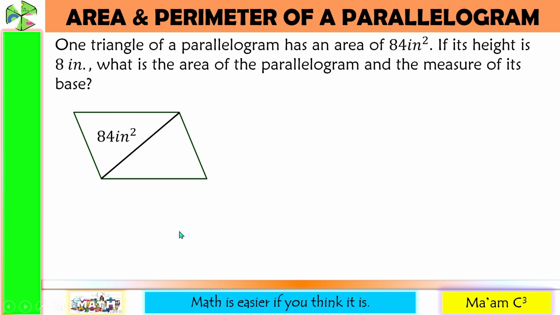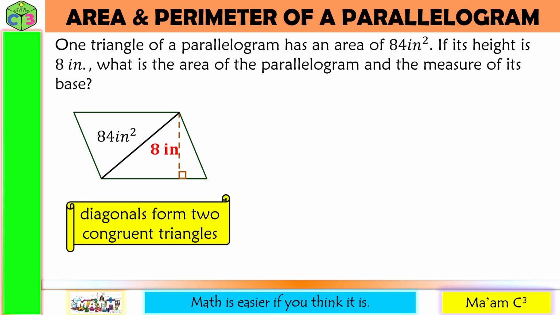Let us draw a line perpendicular to the base, and this is our height, which is 8 inches. Let us recall one property of the parallelogram, and that is diagonals form two congruent triangles, meaning this triangle here is congruent to this triangle here. Now, the area of this triangle is given, and that is 84 square inches.